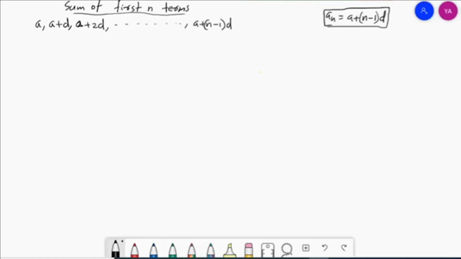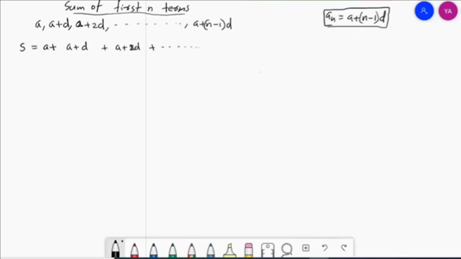So you write an as a plus n minus 1 d here. Here, a plus d is a plus 2 minus 1 d, and the third term a plus 2d is a plus 3 minus 1 d. A plus 3 minus 1 d is a plus 2d, right? So similarly, the nth term will be a plus n minus 1 d. And we want to add these terms. So we can call S the sum: the first term a, plus the second term a plus d, plus, and so on.